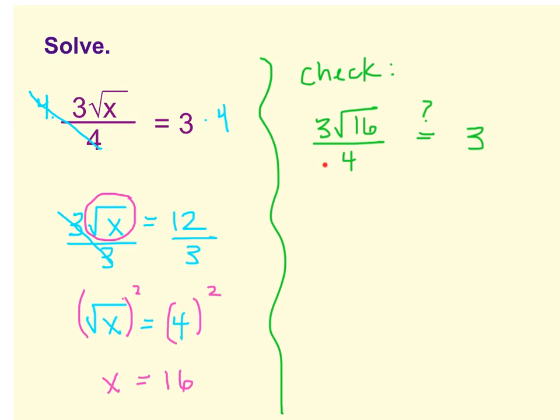I don't want you to try to get any of these numbers over to the other side. We're not trying to solve anything. We're just trying to simplify the side where your x is. All right, so we have 3 times the square root of 16 is 4 divided by 4. We want to know if that equals 3. 3 times 4 is 12 divided by 4. And 12 divided by 4 is 3, still equaling the 3 on the right side.